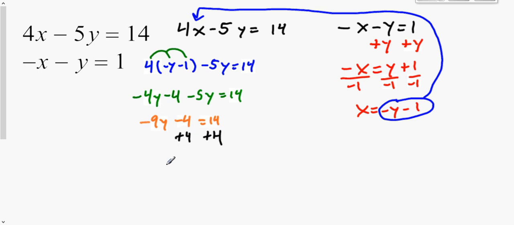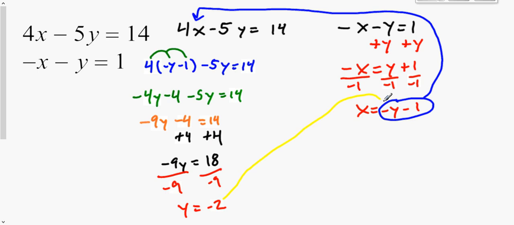Distribute that 4, gives me negative 4y minus 4 minus 5y equals 14. Combine my like terms, I get negative 9y minus 4 equals 14. Adding 4 to both sides to help get y by itself gives us 18. Divide both sides by negative 9, y equals negative 2. We take that negative 2 and plug it into our second equation over here. X equals negative 2 minus 1. The two negatives do indeed make positive, so I get 2 minus 1. So x is 1. So our answer is 1 comma negative 2.